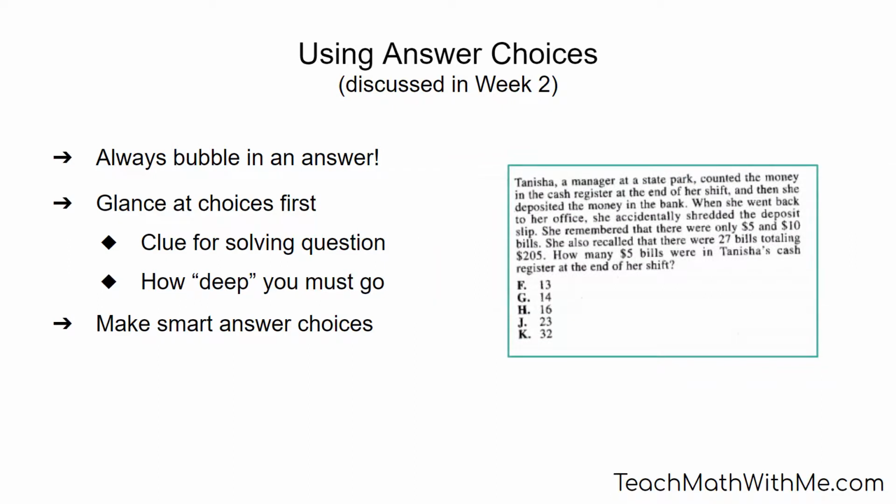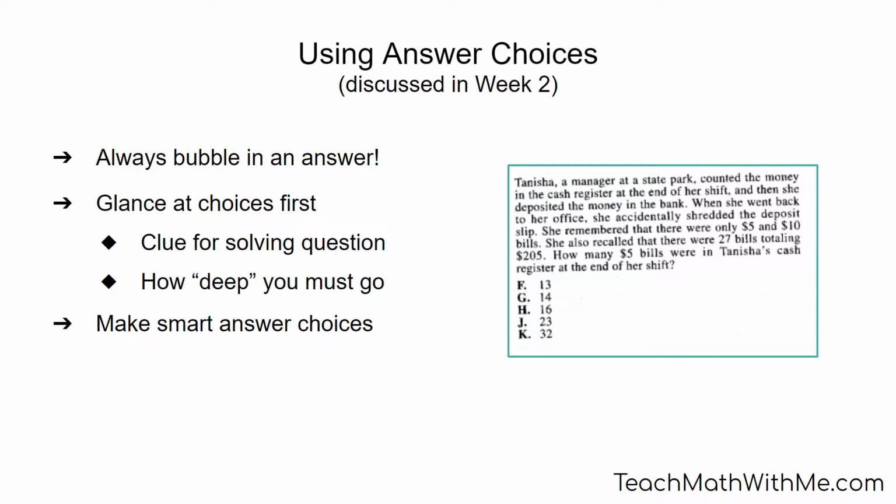And let's look at this question. It says Tanisha, a manager at a state park, counted the money in the cash register at the end of her shift, and then she deposited the money in the bank. When she went back to her office, she accidentally shredded the deposit slip. She remembered that there were only $5 and $10 bills, and she also recalled that there were 27 bills totaling $205. How many $5 bills were in Tanisha's cash register at the end of her shift?